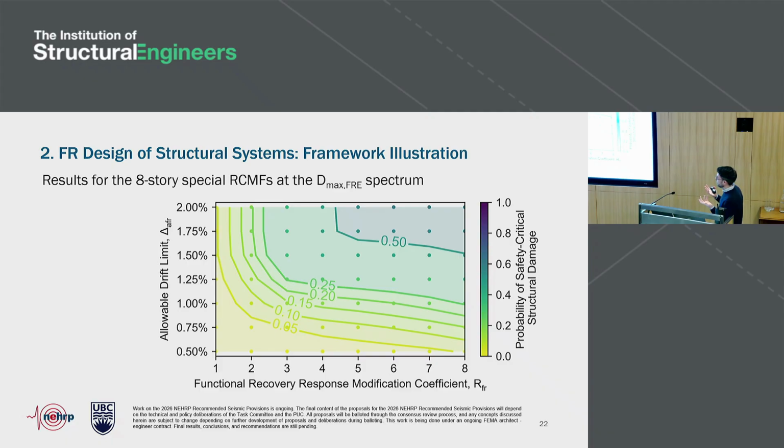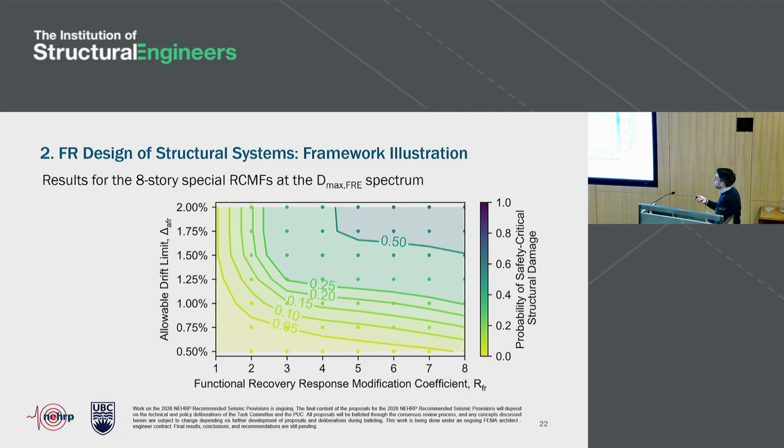How did we interpret the results? Well, we created these contour plots, which we thought were a really good way to inform decision making for these provisions, and this is why. So what we have in these contours in the x-axis is the range of RFR values that we explored from an elastic design to the R that we use in life safety. And then in the y-axis, we have the drift limits considered, right?